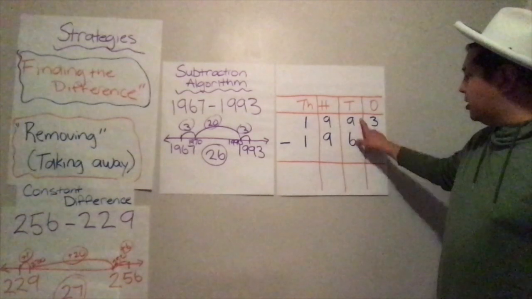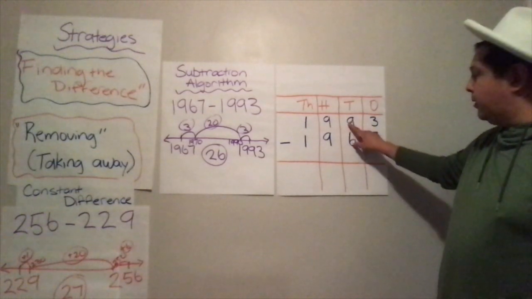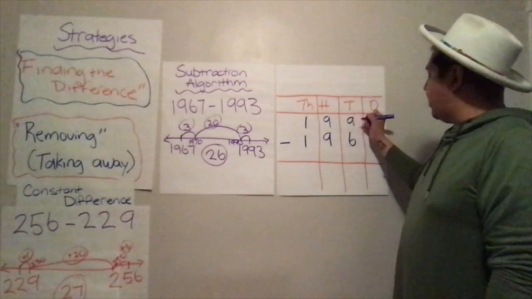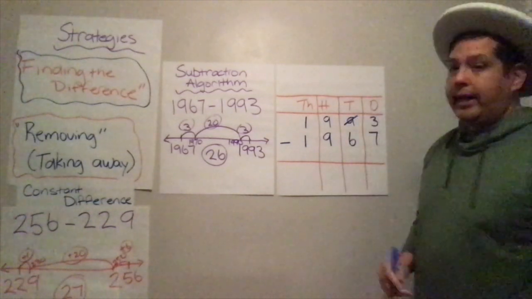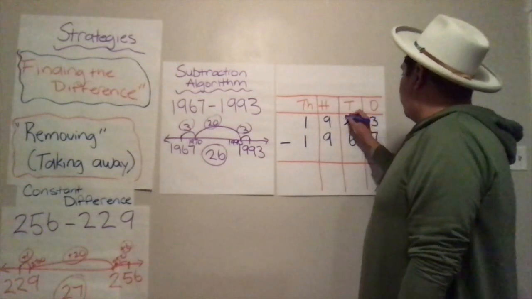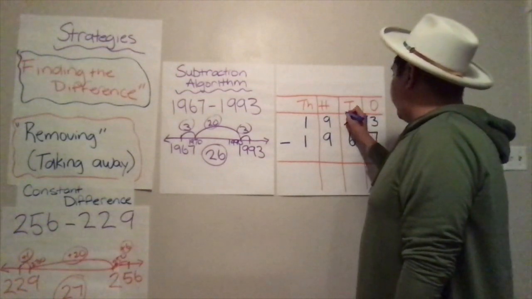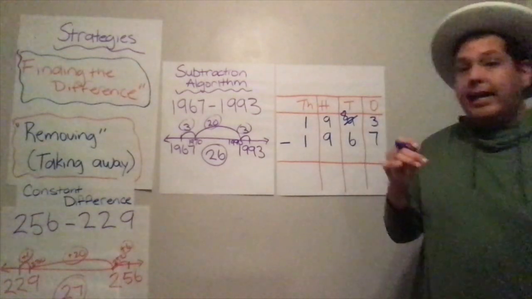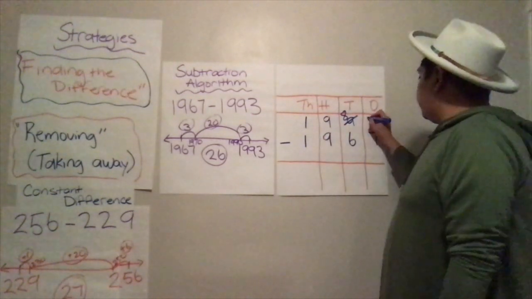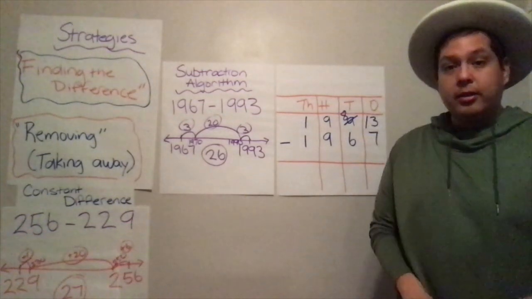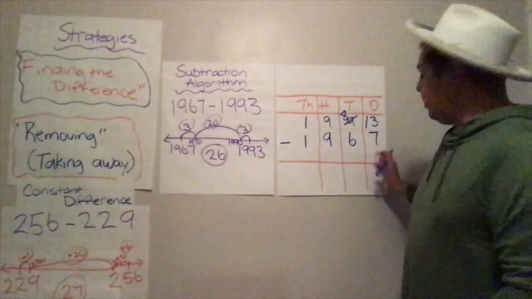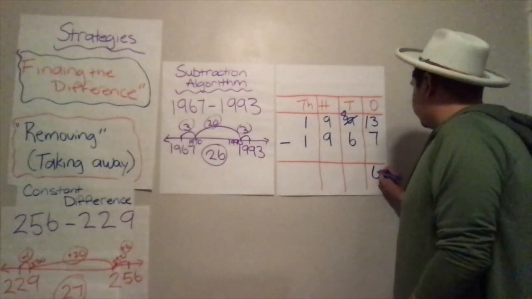We have 9 digits here. We have 9 bundles of 10. So we're going to actually borrow 1 bundle of 10. Since we're borrowing 1 bundle of 10, that leaves us here with 8 bundles of 10. And now we have added a group of 10 to our column here, and so now this turns into 13. When we subtract 13 minus 7, we get a total of 6.